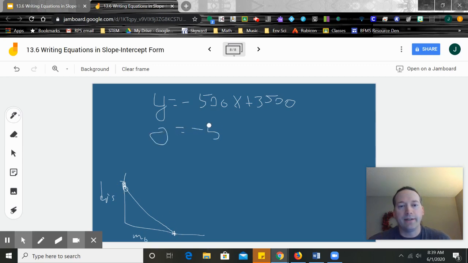So 0 equals negative 500x plus 3,500. Well, now we're just going to solve this like we would solve for any variable like you did earlier in the year. So I'm multiplying it by a number, then I'm adding a number to it. So we need to take it apart backwards. So we subtract 3,500 from both sides.